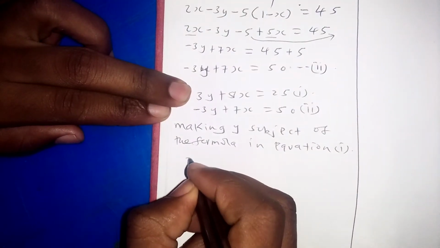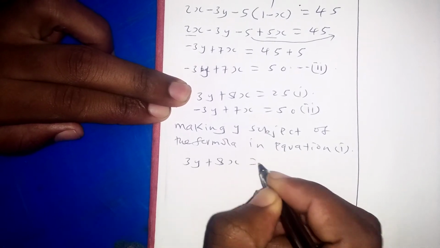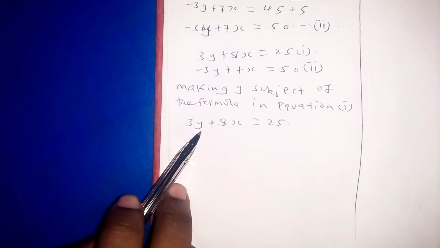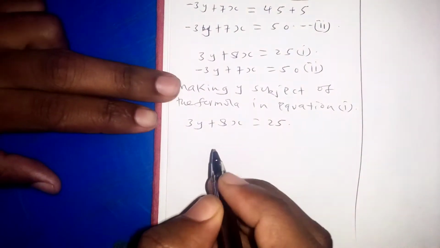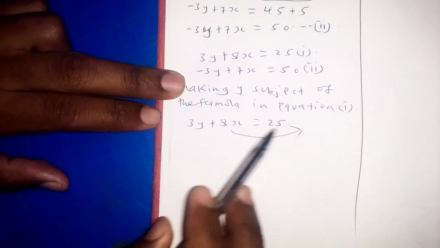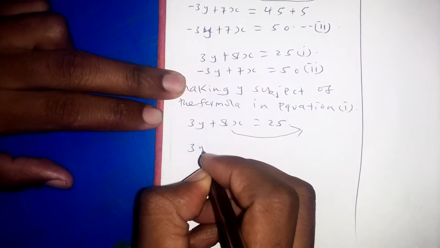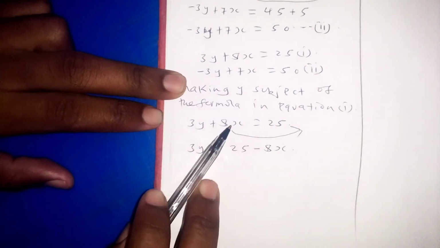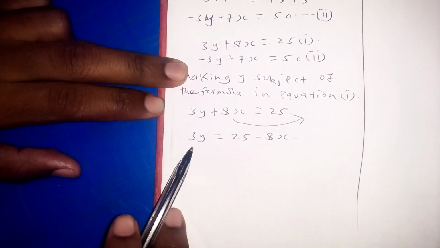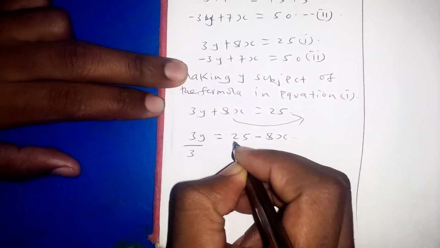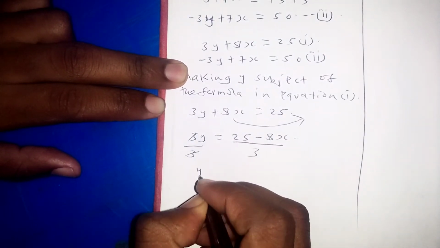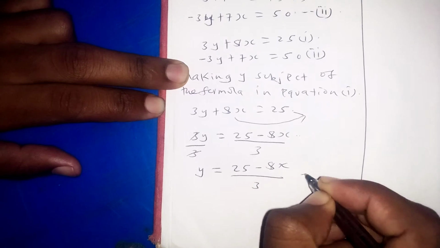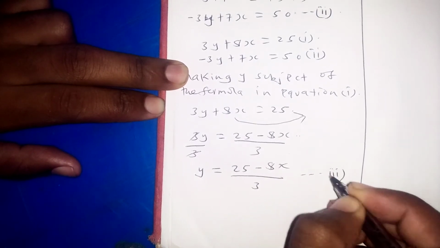So my equation 1 was 3y plus 8x is equal to 25. If I want to make y the subject, first of all, I'll leave the term that has y on the other side so that it's just alone. So I'll take a positive 8x to the right hand side so that I remain with 3y being equal to 25, then of course minus 8x, because when 8x crosses the equal sign, it becomes a negative. So to remain with y, I simply divide both sides by 3 so that I have y being equal to 25 minus 8x over 3. So I'll label this one as my equation Roman 3.